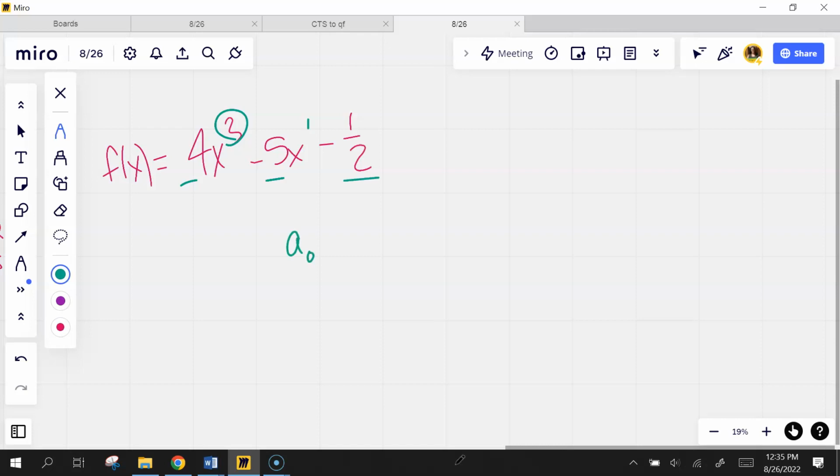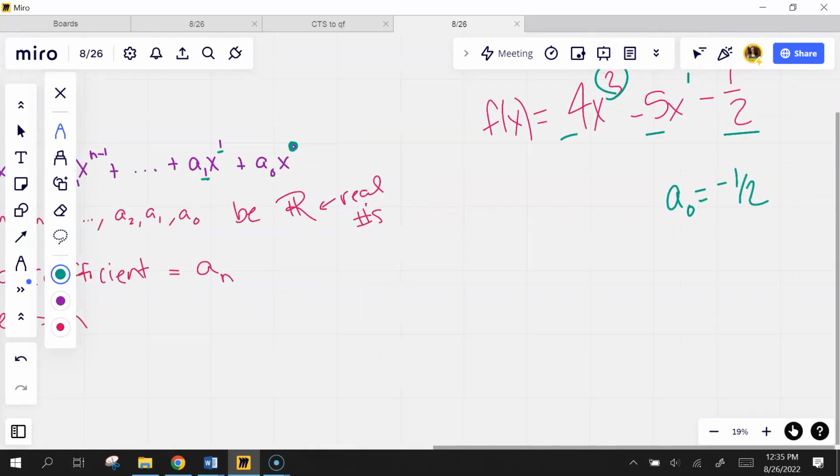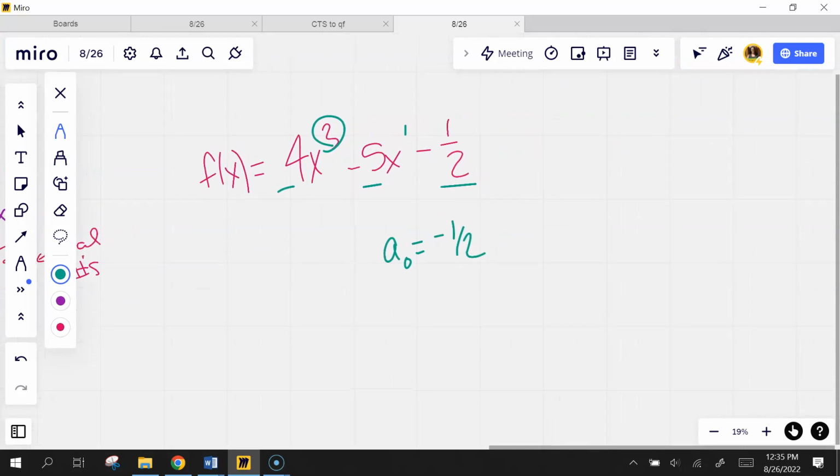What's a sub 0 in this one? Negative 1/2. But I don't see the x hooked to it like it said. Because it's 0. That's exactly right. It's still there. It doesn't matter. It's a 3, but it doesn't matter. Y'all see where we're going with this? I'm trying to go slow because y'all said I went too fast last time. Y'all okay?